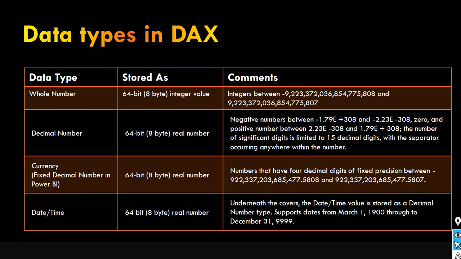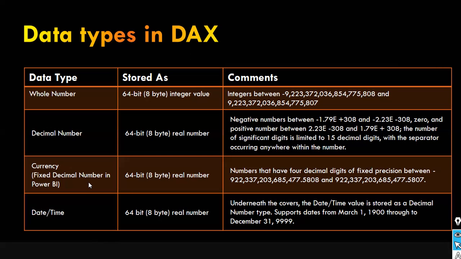Remember this, okay? The next one is the decimal number. In the case of a decimal number, it also uses a 64-bit real number. It takes negative numbers anywhere in this range, and positive numbers anywhere in this range. The decimal number is always stored as a double precision floating point value. But don't confuse this DAX data type with the decimal and numeric data types of Transact-SQL. The corresponding data type of a DAX decimal number in SQL is float.